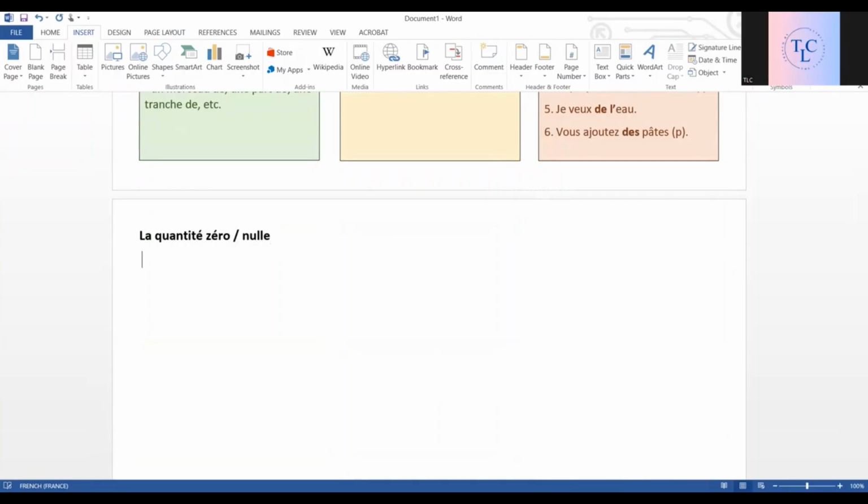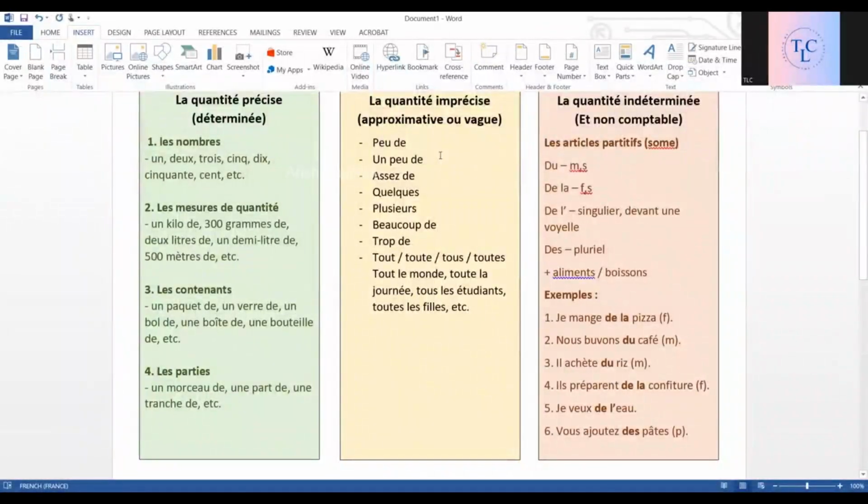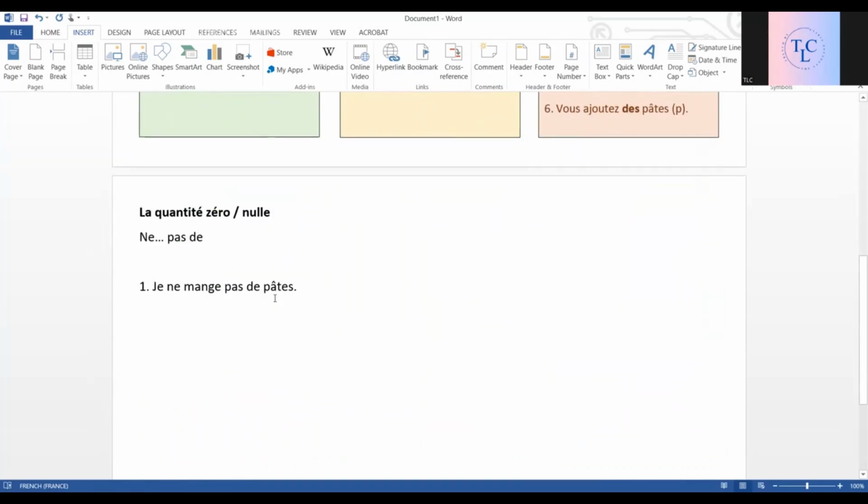In that case, obviously it's a negative sentence. Okay, so we use ne and pas de. For example, je ne mange pas de pâtes. Okay, in that case, we do not use article partitif because there is some quantity. It's just that it's not known. Here there is no quantity. So simply pas and then de. Je ne mange pas de pâtes.